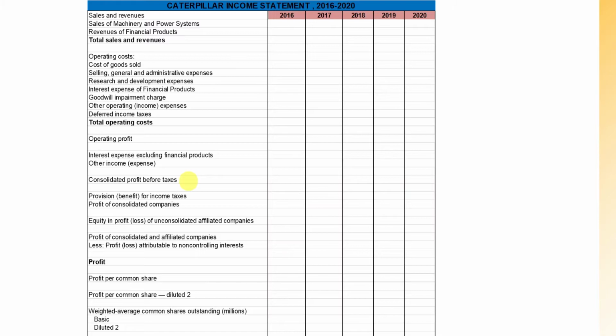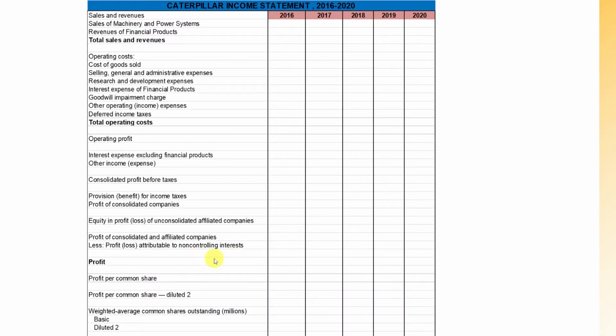Once we get the consolidated profit before tax, we will calculate our provision or benefit for income taxes, and after that, we will have here profit of consolidated companies. Once we calculate this consolidated company profit, we shall add here equity in profit or loss of unconsolidated affiliate companies, which means some other companies in which we have invested. So those will be our affiliated companies, and we will also add our profit of consolidated and affiliated companies. So these are two different items, and then we shall reduce our profit or loss attributable to the non-controlling interest.